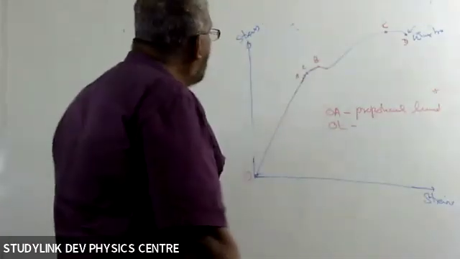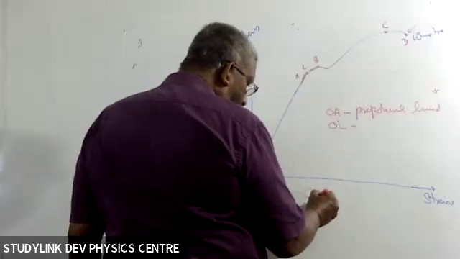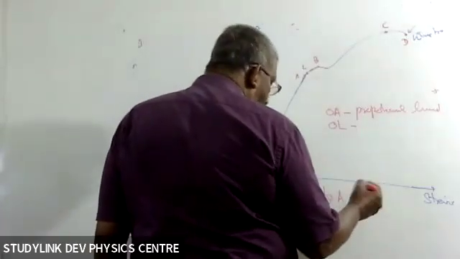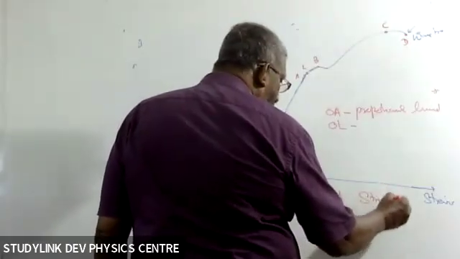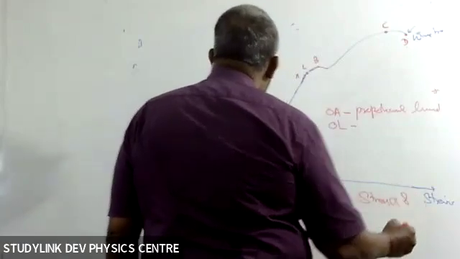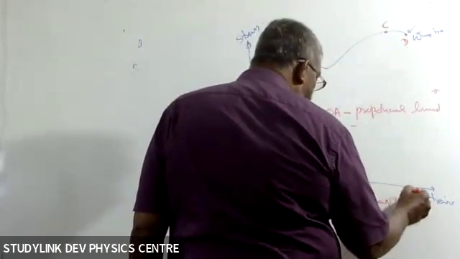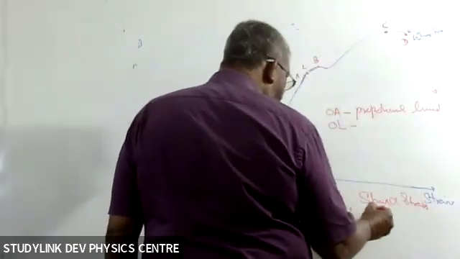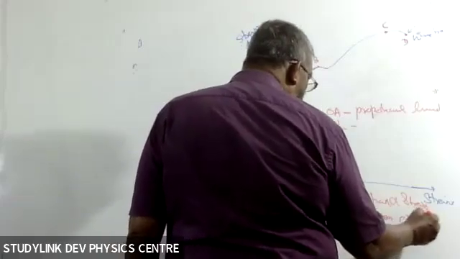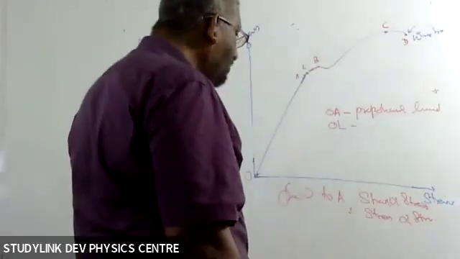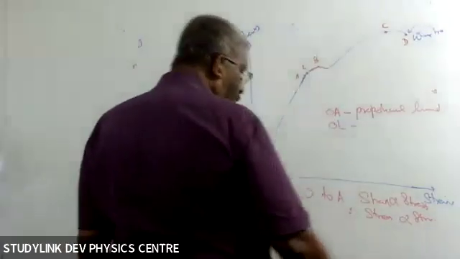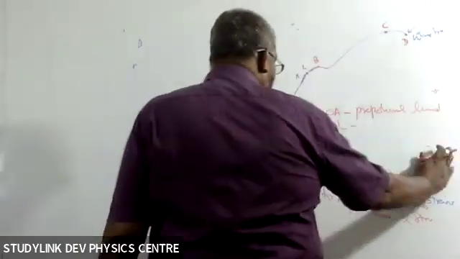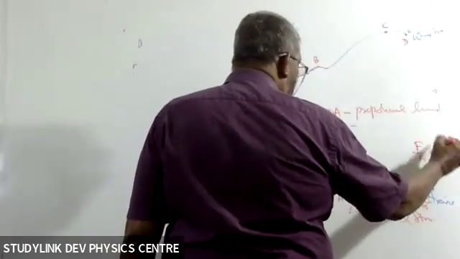O to A, stress is from O to A. Proportional limit means stress is directly proportional to, sorry, strain is directly proportional to stress. Therefore stress is directly proportional to strain also. We can write like that. Here it says F over A is directly proportional to e over L.